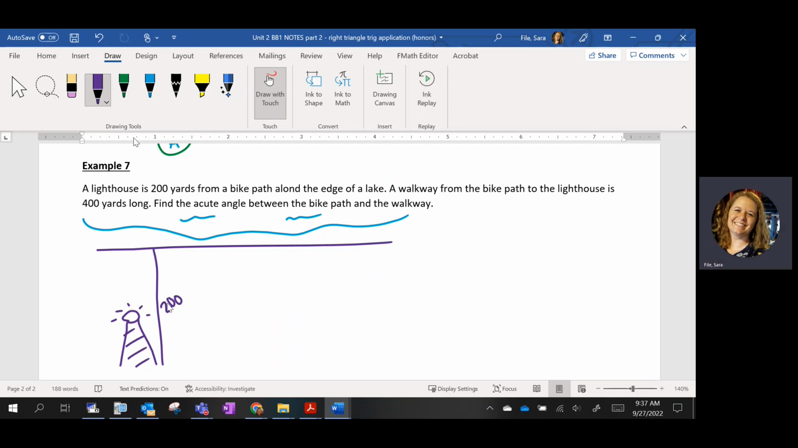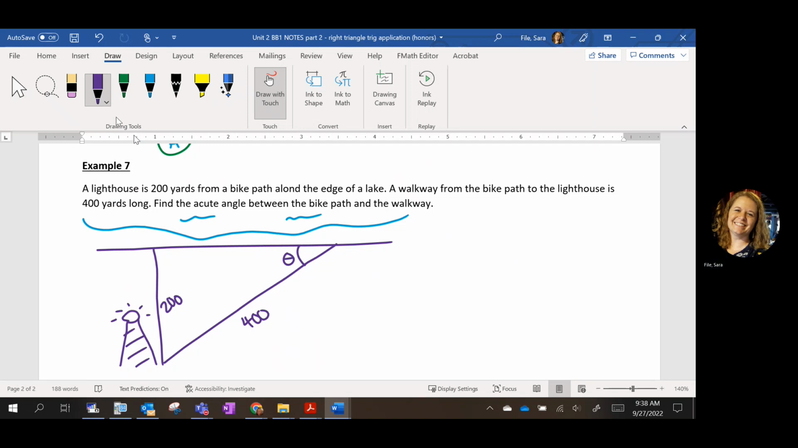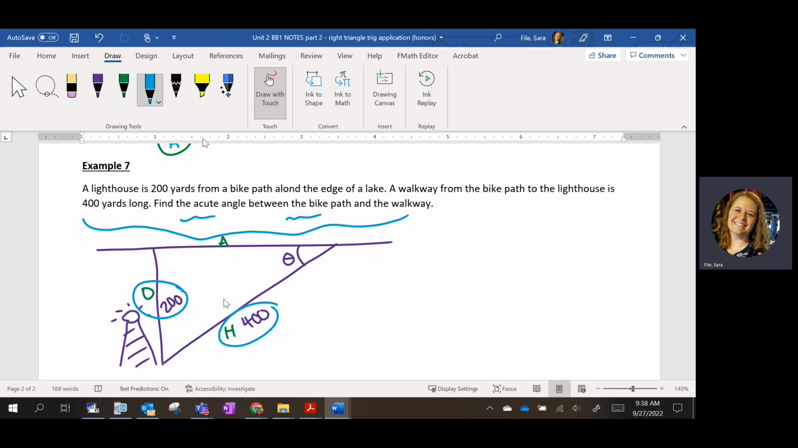And then there's a walkway that's 400 yards from the walkway, or excuse me, that is a bike path, and that is a walkway. And it says the acute angle here between the bike path and the walkway. We okay with that? That's what they want us to find. That's theta. Well, from theta, this is opposite, and this is hypotenuse. I do not know the adjacent. I do not need to know the adjacent. They're asking about an angle when I know O and H. So what trig function should I use? O and H is sine.